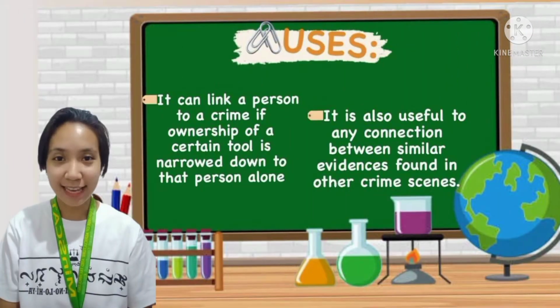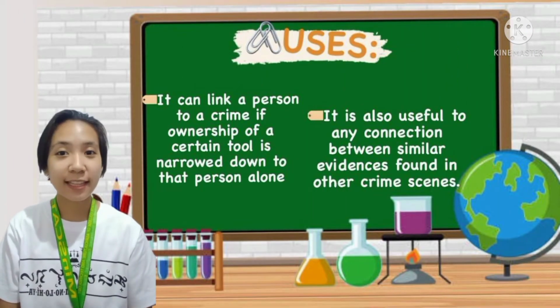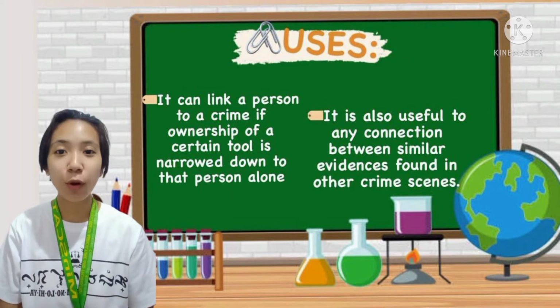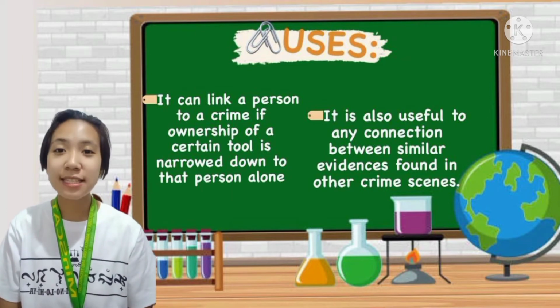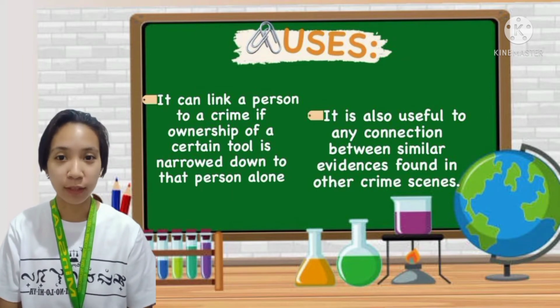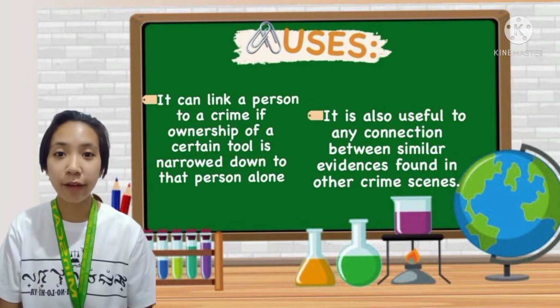Tool mark evidence has its uses. It can link a person to a crime if ownership of a certain tool is narrowed down to that person alone. It is also useful for finding connections between similar evidence found in other crime scenes.